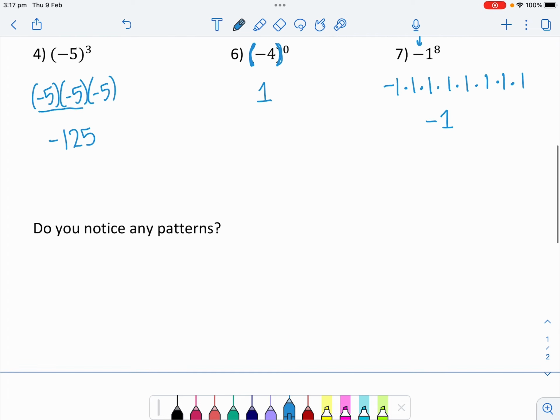And then I just ask that you write down any patterns that you may have noticed. How do you know something's going to come out positive? How do you know something's going to come out negative? I've already told you the parentheses versus not parentheses, but what else do you notice? Do you notice anything else? And then if you have watched this video, I do have some more for you to practice with these integers and exponents.